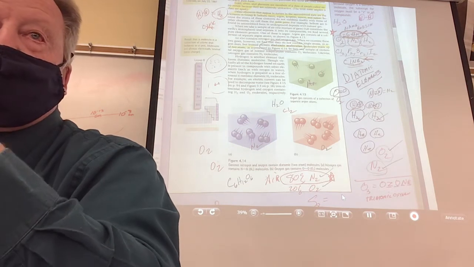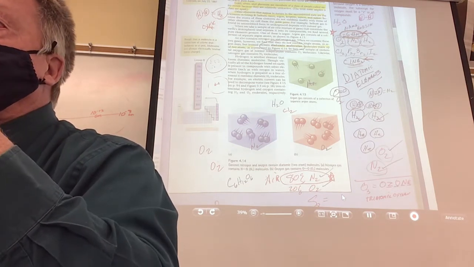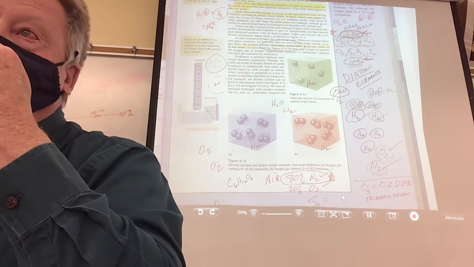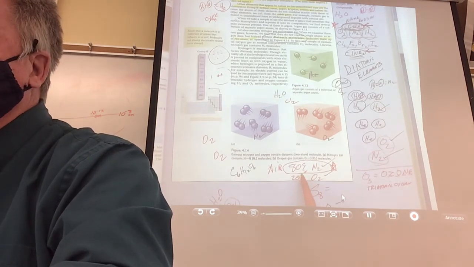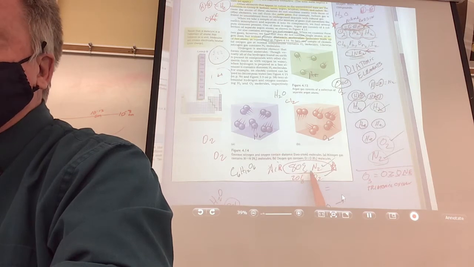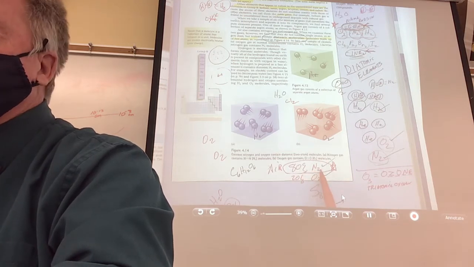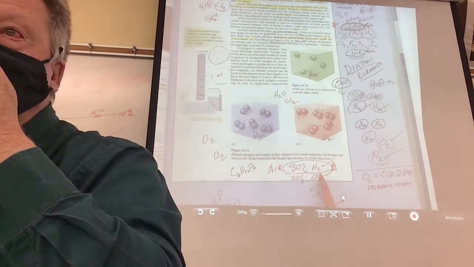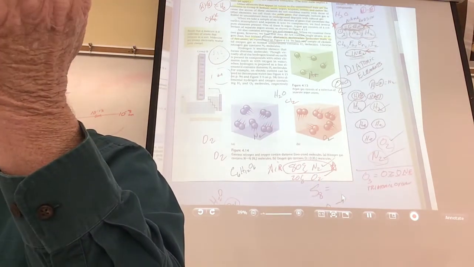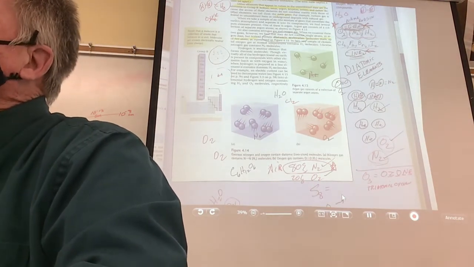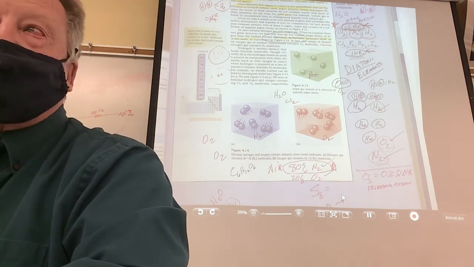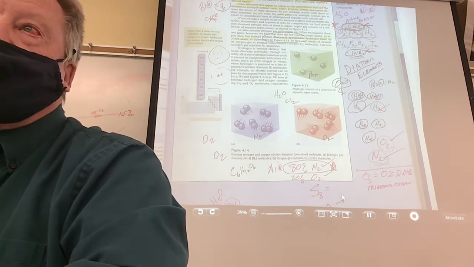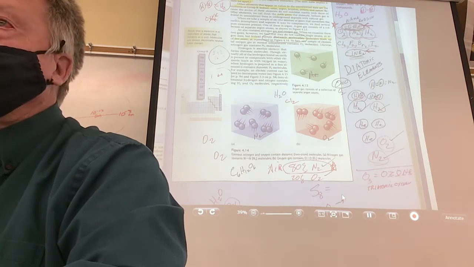Oxygen. Another one? Nitrogen. Does anybody know what air is made of? Air is almost 80% nitrogen. But what form is it in? When I breathe in, is it N or is it N2? It's N2. It's a diatomic element. What else do you breathe in? What's 20% of the air? And what are you breathing in? O or O2? O2.